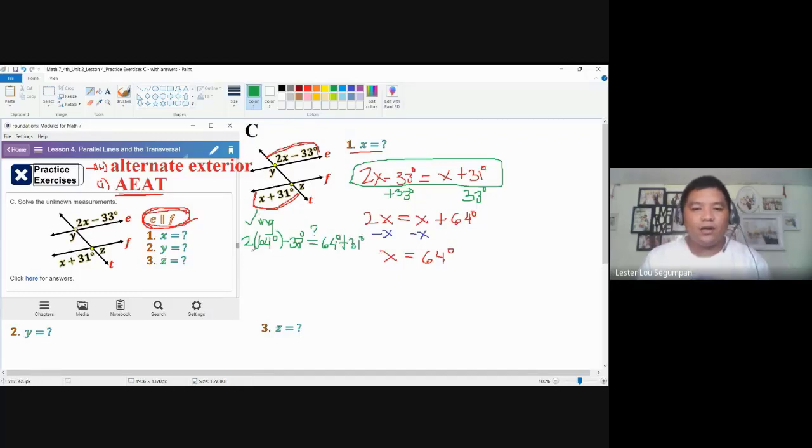And that would become 2 times 64 is 128 degrees minus 33 degrees must be equal to 64 plus 31. That's actually 95 degrees. So this side will return to 95 degrees, and they have now the same measurement.